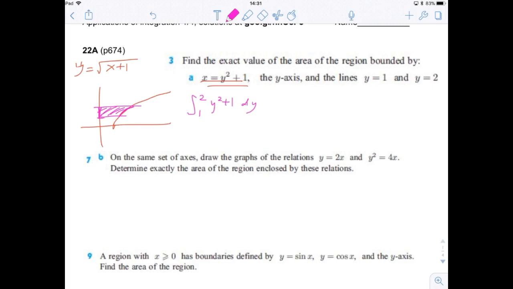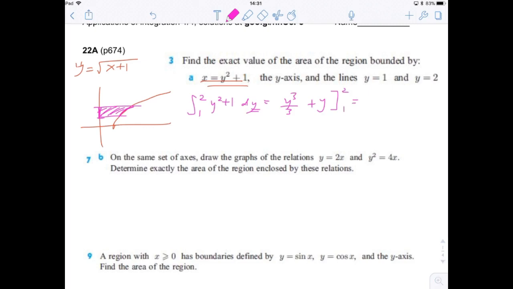And then we just need to take the integral of each one of the elements inside. So the integral of y squared is y cubed divided by 3 using the power rule. The integral of 1 is y. And we're doing everything in terms of dy, so that's why we treat the variable in question as y and not x. The limits of integration are 2 and 1.